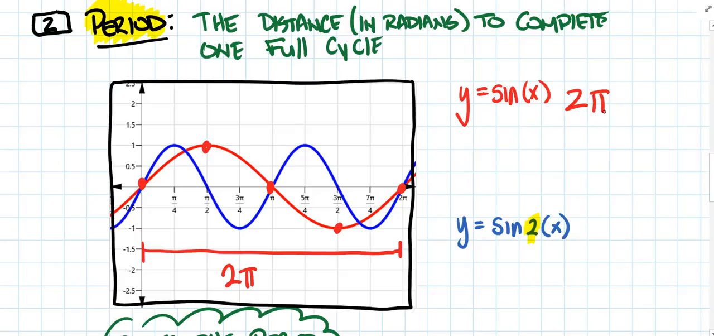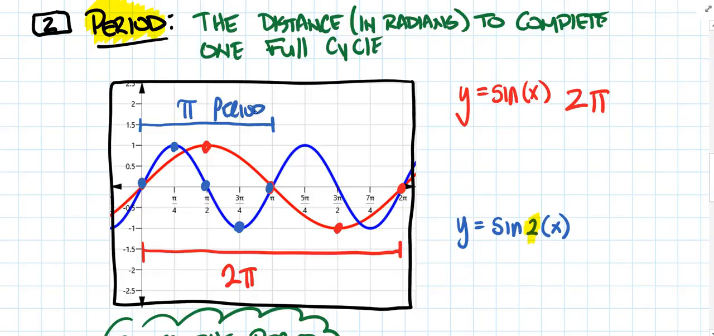However, it's different for the blue graph. The blue graph looks different. If I change over to blue and do my 5 dots, I'd have one dot here, a dot here, a dot here, a dot here, and then a dot here. Now that's one full cycle. You'll notice that it only took a distance of pi to complete one full cycle. So the question is, how do I come up with that period? The period is equal to pi.